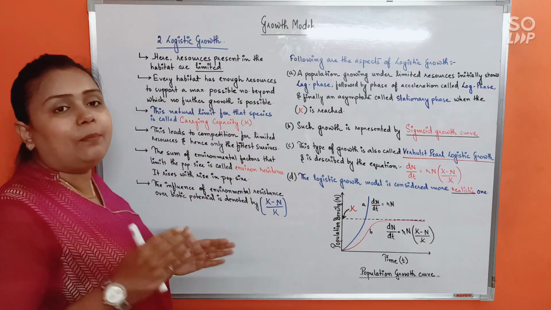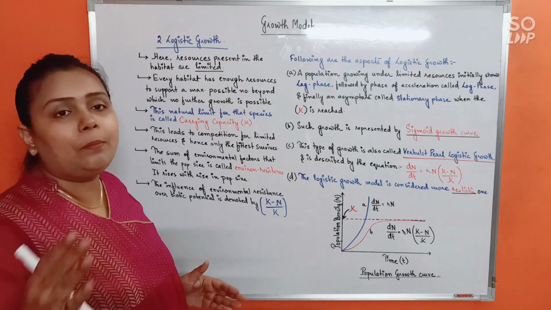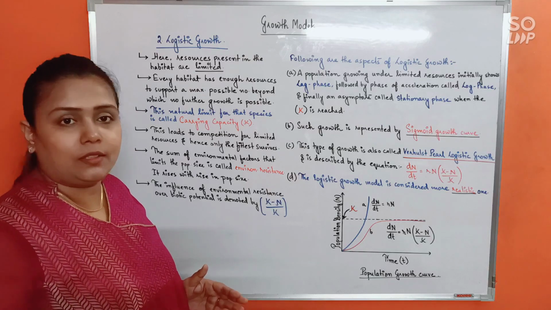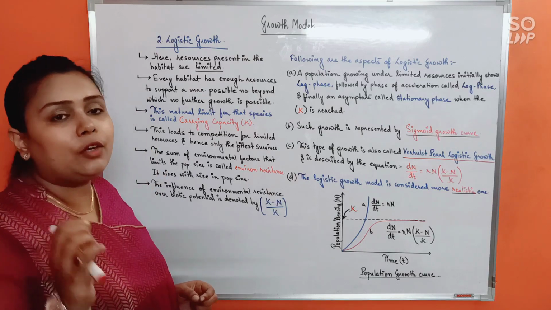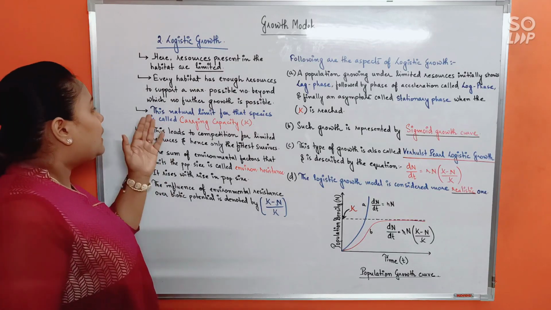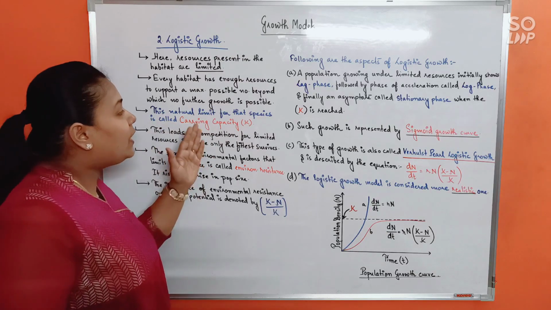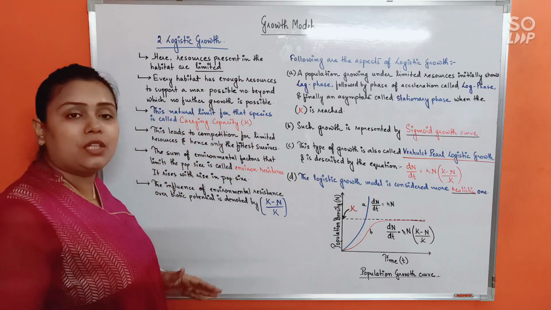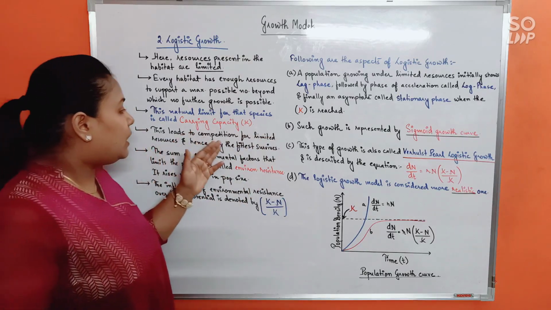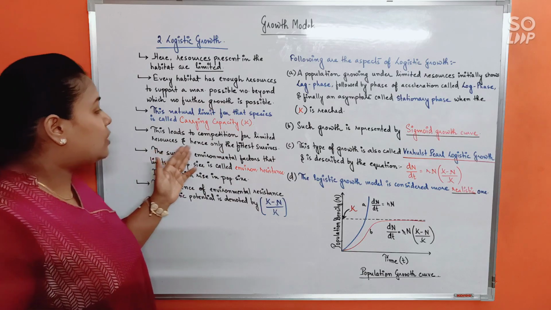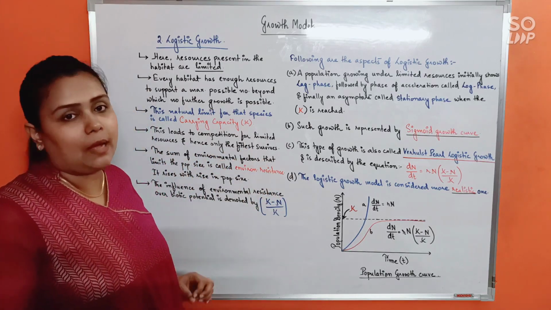So only up to a limit would every population be allowed to grow, but beyond that no population would be able to grow further. There is a limit provided to every growing species. This natural limit for that species is known as carrying capacity, which we will denote with capital K. This leads to competition for limited resources, and hence only the fittest organisms will be able to survive or reproduce in that habitat.